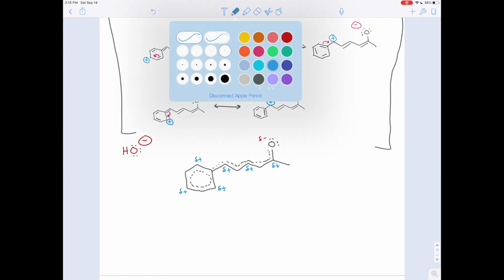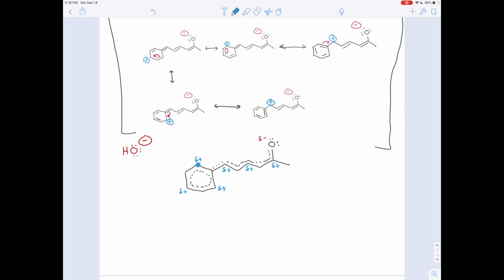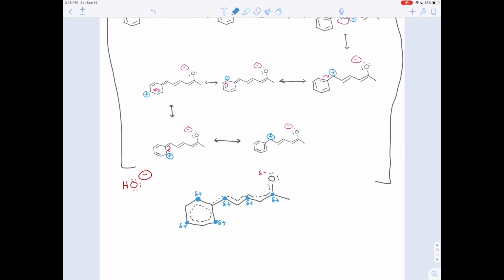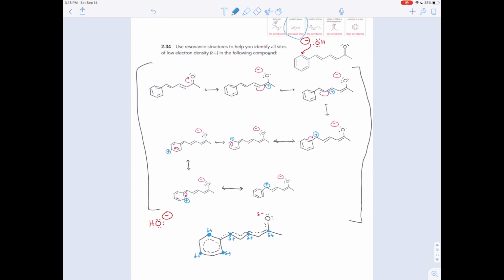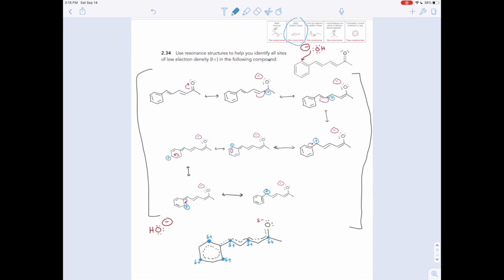So, just for emphasis, I'll put dots on the slightly positive carbons. That's how you can use resonance to sort of see how charge that's not explicitly drawn in could still be there when you redraw the resonance patterns.